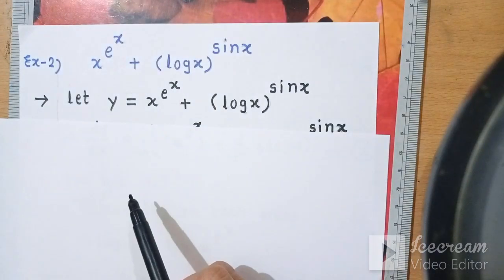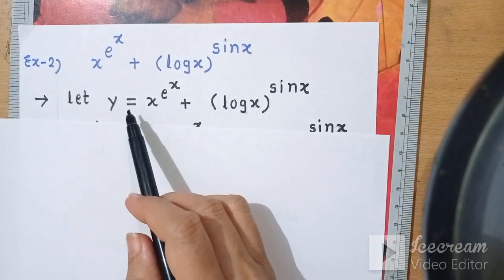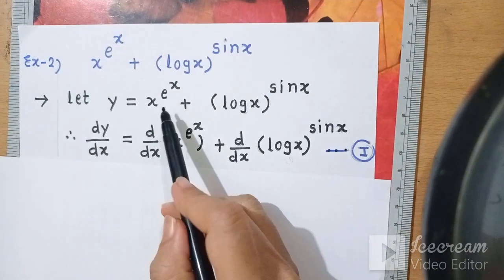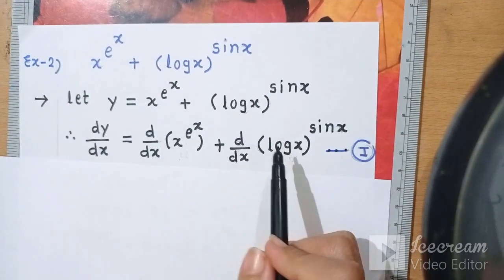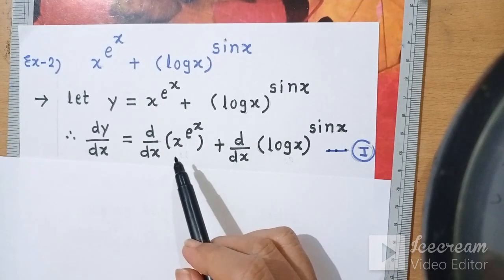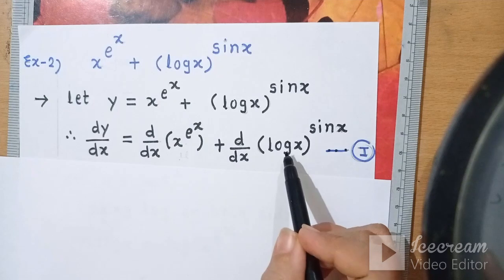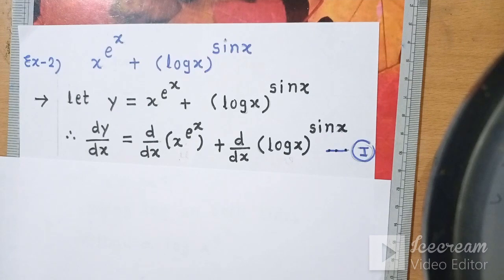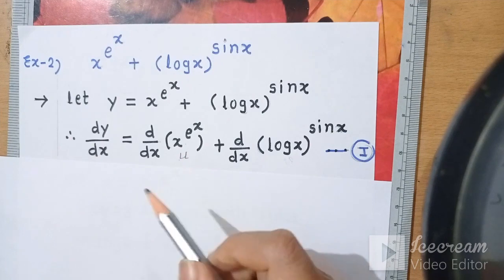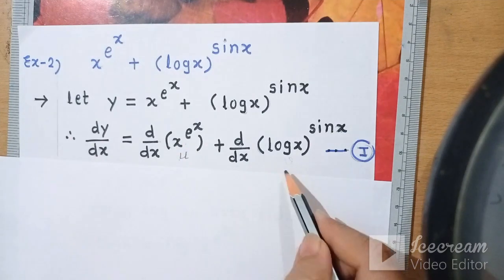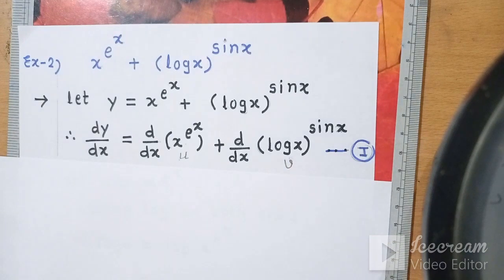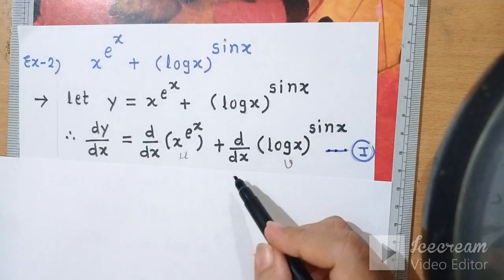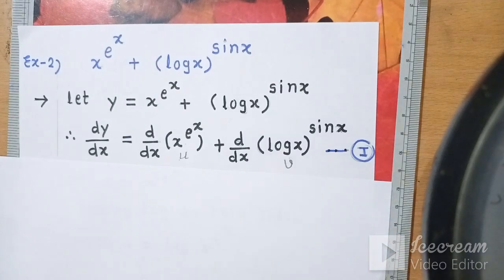Now let's solve the second example. And our first step is this: let y is equal to the given function, and if we differentiate this, dy by dx is equal to the derivative of the first term plus the derivative of the second term. Now observe this function, this is function raised to function, here also function raised to function, so we can find the derivative by logarithmic differentiation. So for that, we will assume the first function as u, we will find out its derivative separately, the second function as v, and again separately we can find out d by dx and substitute in equation 1.